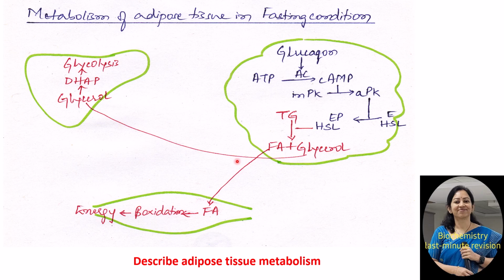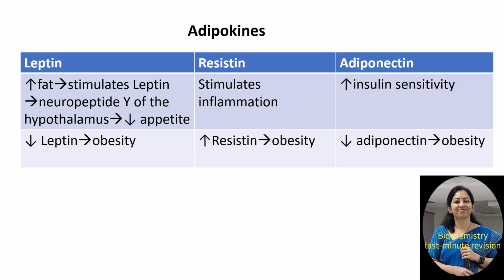and glycerol. This glycerol is taken up by the liver and gets converted to dihydroxyacetone phosphate, which will enter into the glycolytic pathway, and these fatty acids are taken up by the muscular system, skeletal muscle, smooth muscle and cardiac muscle, mainly by the skeletal muscle, where they undergo beta oxidation to provide energy. The end product of beta oxidation is acetyl-CoA. This acetyl-CoA will enter into the TCA cycle and provide energy when we are not having any food. So this is about metabolism of adipose tissue in the fasting condition.